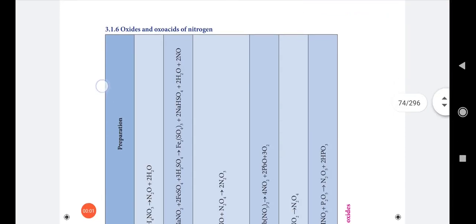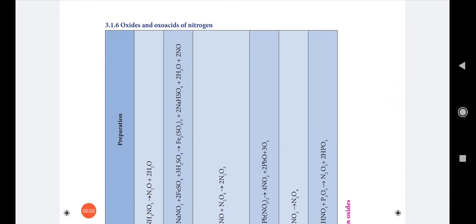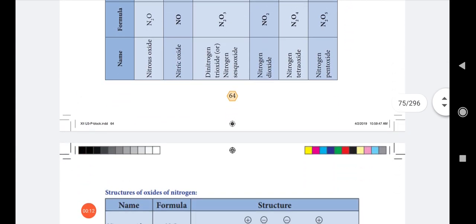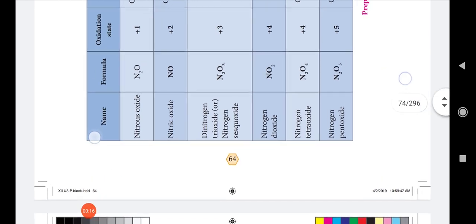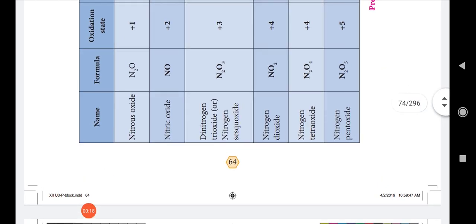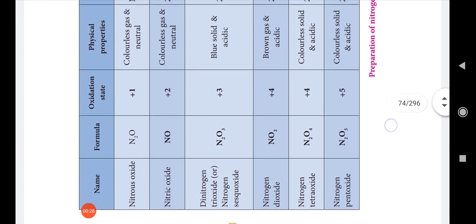Good morning students. Today we start our lesson with oxides and oxo acids of nitrogen. There are various types of oxides of nitrogen. They are nitrous oxide, nitric oxide, dinitrogen trioxide or nitrogen sesquioxide, nitrogen dioxide, nitrogen tetroxide and nitrogen pentoxide. Let's discuss their physical and chemical properties one by one.